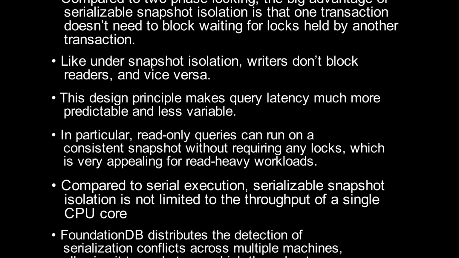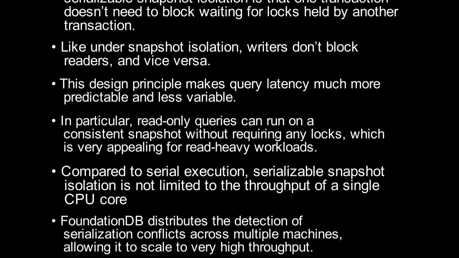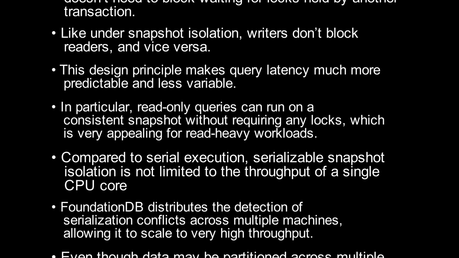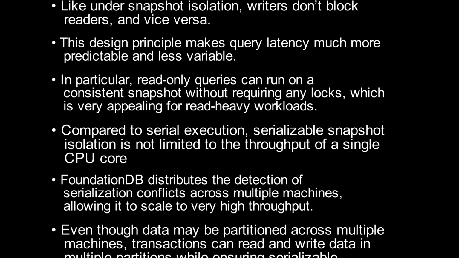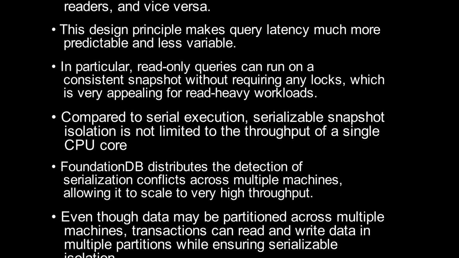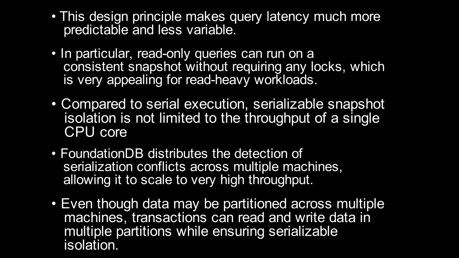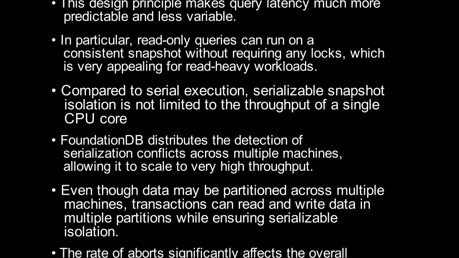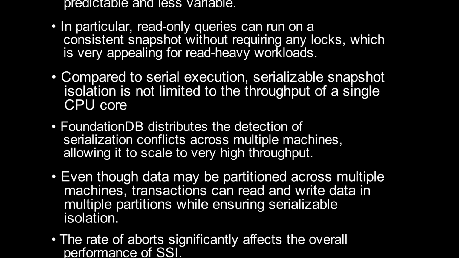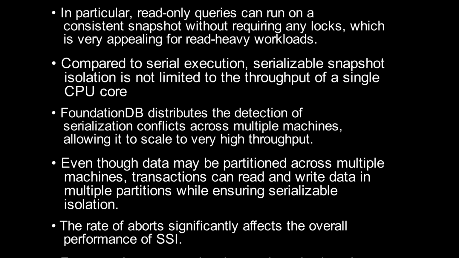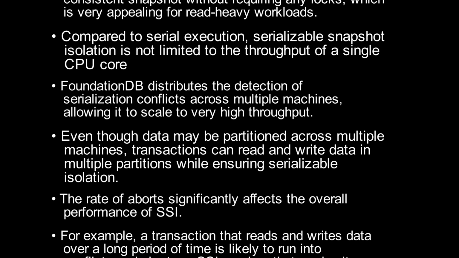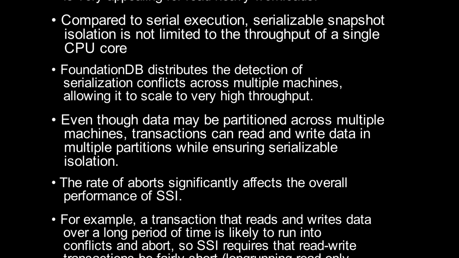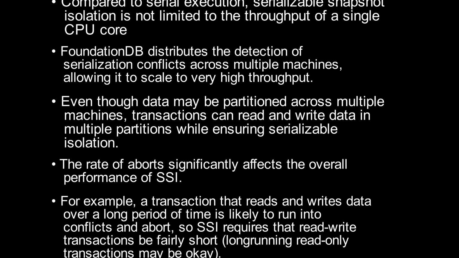Compared to serial execution, serializable snapshot isolation is not limited to the throughput of a single CPU core. FoundationDB distributes the detection of serialization conflicts across multiple machines, allowing it to scale to very high throughput. Even though data may be partitioned across multiple machines, transactions can read and write data in multiple partitions while ensuring serializable isolation. The rate of aborts significantly affects the overall performance of SSI.